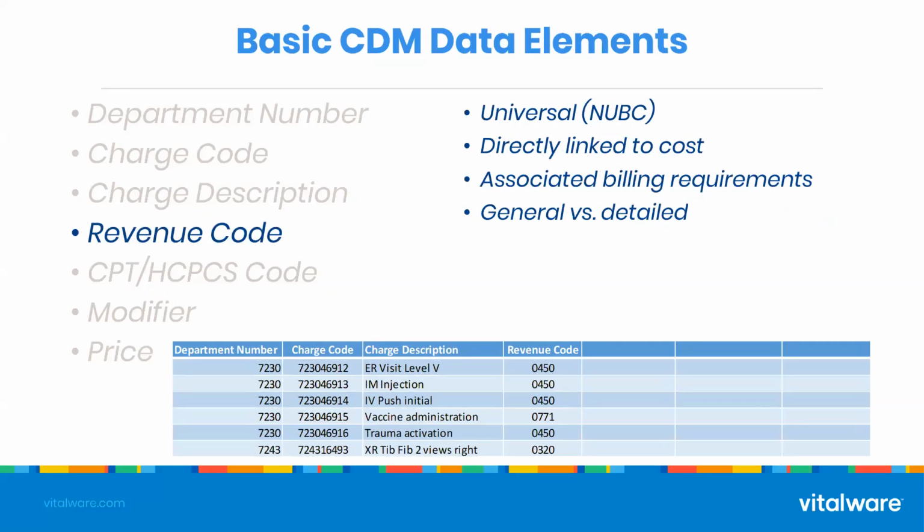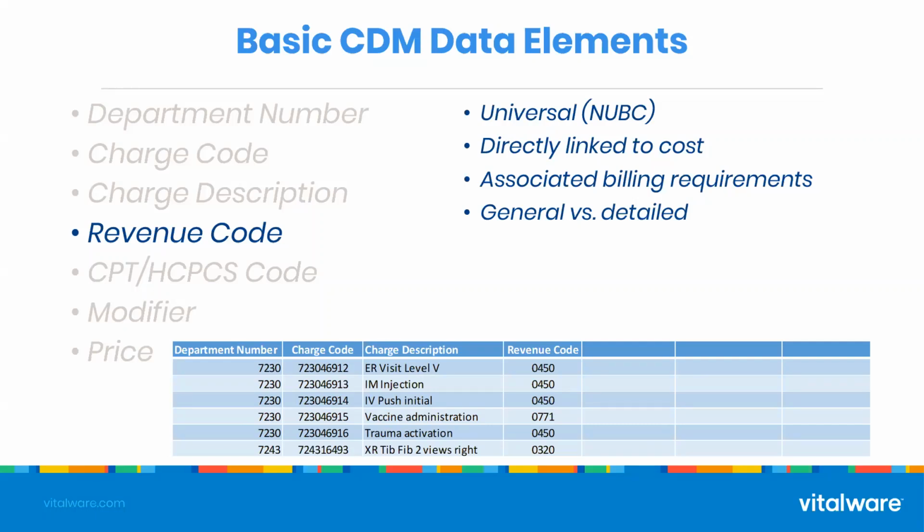The next data element is the revenue code. This is the first data element that actually is universal. So the revenue codes are published by the National Uniform Billing Committee. And so all hospitals across the country use the same revenue codes.